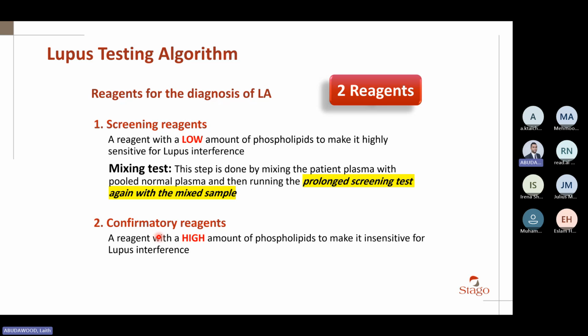Heparin does not interact with phospholipids. Anti-factor antibodies do not interact with phospholipids. Warfarin does not interact with phospholipids. Factor deficiency does not care about phospholipids. Okay, so that is the point.